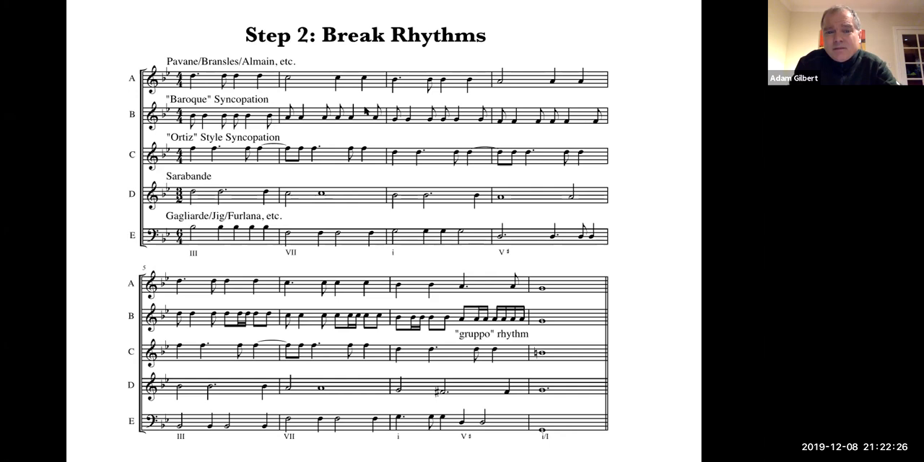But what if I want to do Ortiz? Typical Renaissance syncopated over the chord. How about if I want to do a Sarabande? You get the idea. All of these things are possible, but so far we're picking one melody note per chord, and we're breaking up rhythms.